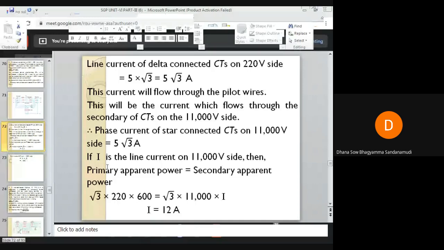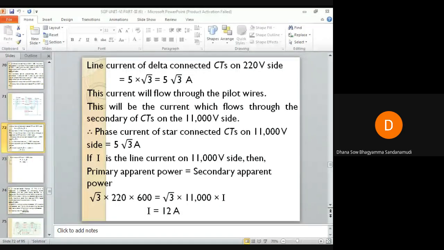So let us assume I is the line current on the 11 kV side. Primary apparent power equals secondary apparent power. So root 3 into 220 into 600 equals root 3 into 11 kV into I. You just simplify it, and you will get I equal to 12 amperes. So it is similar to your previous problem. Only the numerical values have changed, that's all. Write it down.